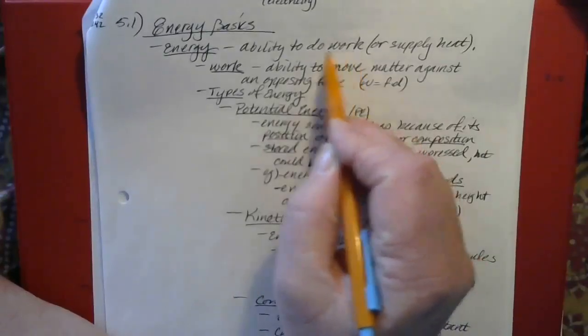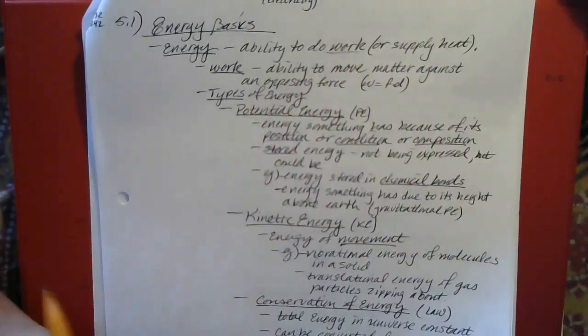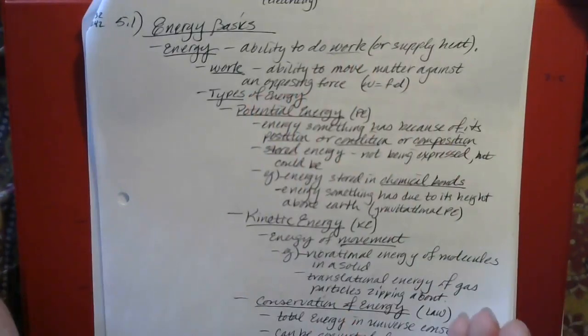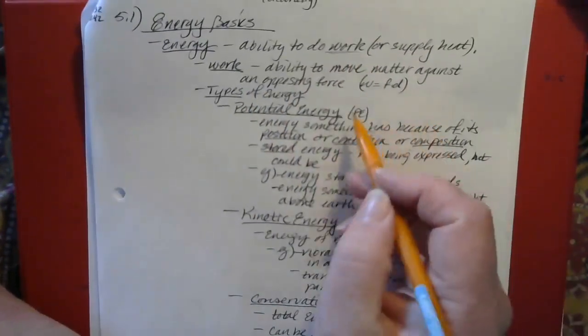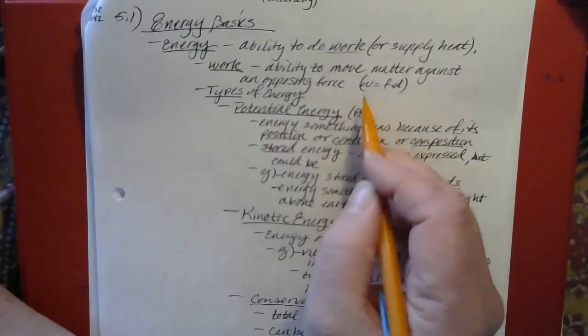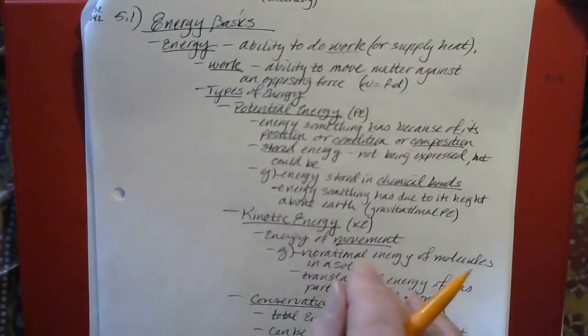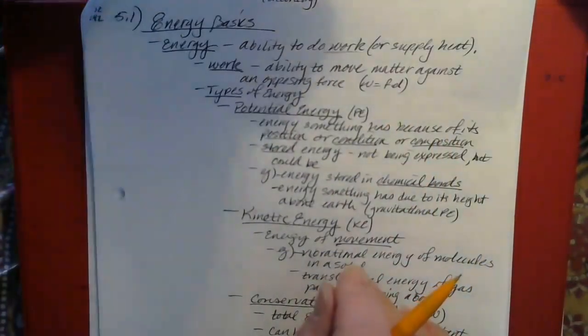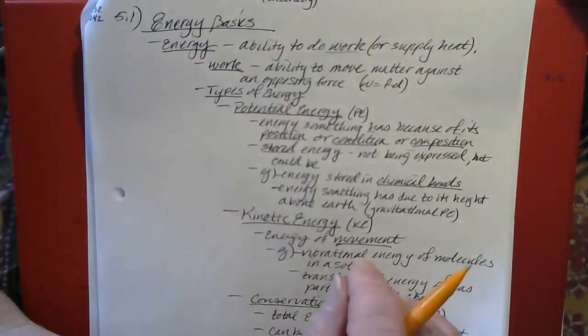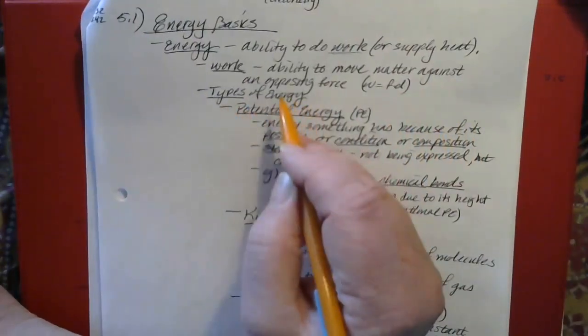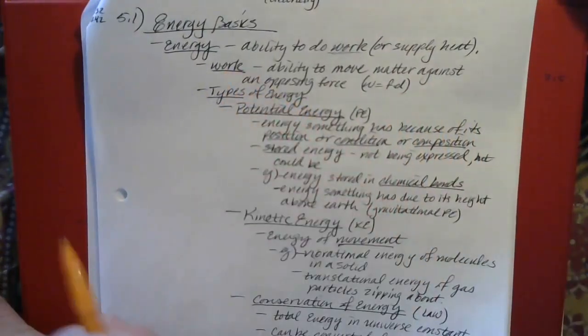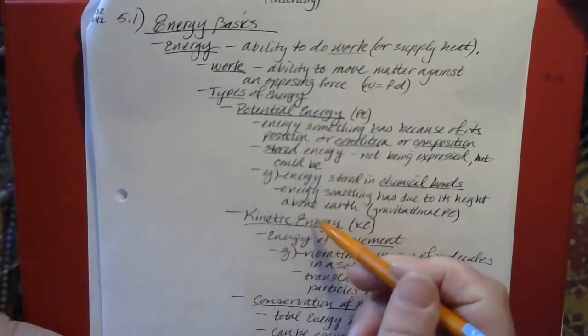And that kind of begs the question, what's work? Work is the ability to move matter against an opposing force. And in physics, if you've taken physics, or if you're going to take physics, you will see it. Work is equal to force times distance. So you push with a certain force for a certain distance, and you've done work. Okay. There are different types of energy, and there are actually different ways of categorizing energy. But the main types that we usually consider are potential energy and kinetic energy.